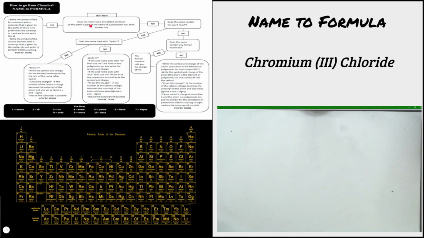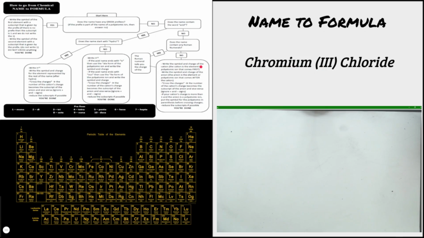Let's start again. Does the name have any prefixes? No. Does the name have the word acid? No. Does the name contain any Roman numerals? Yes, it does. So I follow the yes arrow, and this just tells me the Roman numeral tells us the charge of the cation. Okay? So that is not telling me to do anything, it's just giving me information. So I know the charge of chromium is +3.